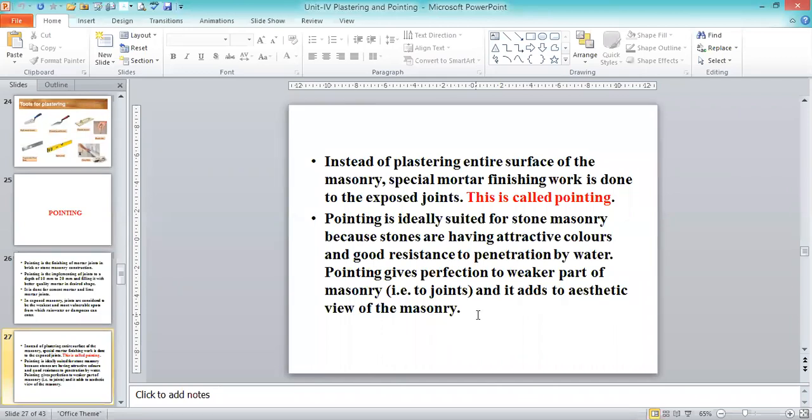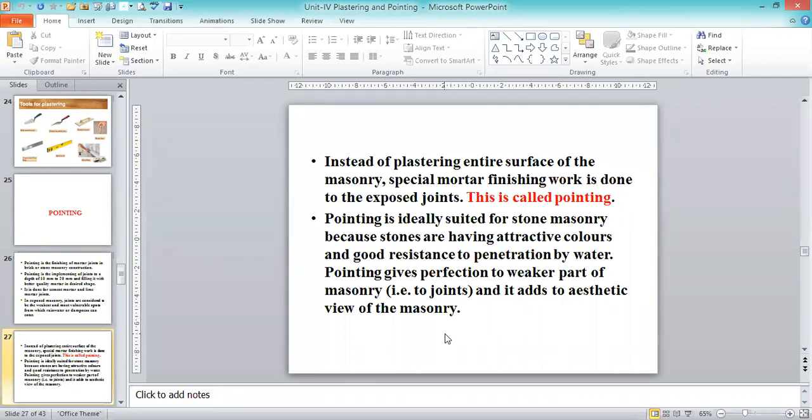Now, on the other side, it is going to give the appearance of your masonry. How good-looking the appearance we are able to achieve depends upon how we have done the pointing work. If you have done the pointing work properly, there is no necessity to go for the plastering work also.